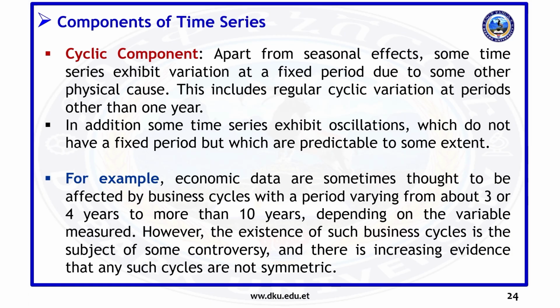A cyclic example comes from economic data. We call it the business cycle. Periods of expansion and contraction can range from about 3 to 10 years, depending on the variable studied. But it is important to note that the existence and symmetry of such cycles are sometimes debated among economists. Recent research even suggests that these cycles are often asymmetric, meaning that the growth and decline phases do not mirror each other perfectly.